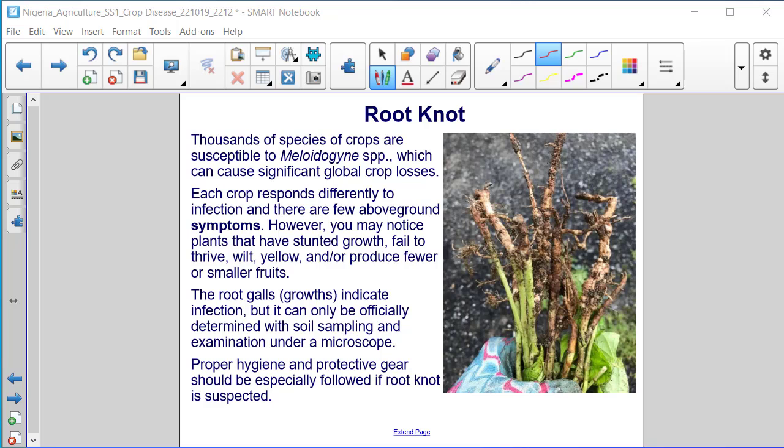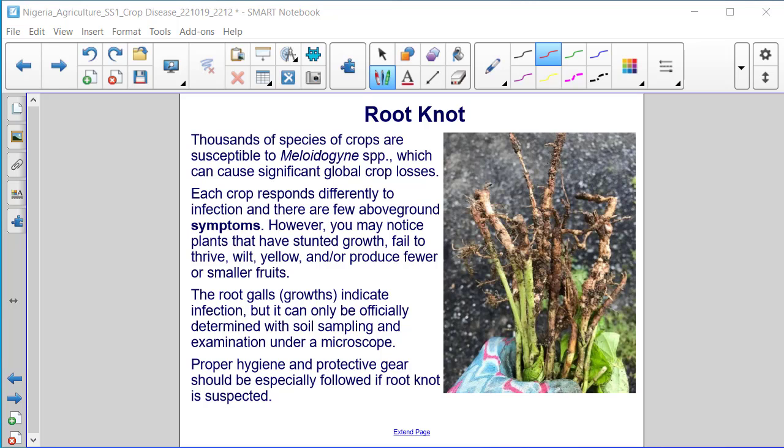Thousands of species of crops are susceptible to Meloidogyne species, which can cause significant global crop losses. Each crop responds differently to infection, and there are few above-ground symptoms. However, you may notice plants that have stunted growth, fail to thrive, wilt, yellow, and/or produce fewer or smaller fruits.